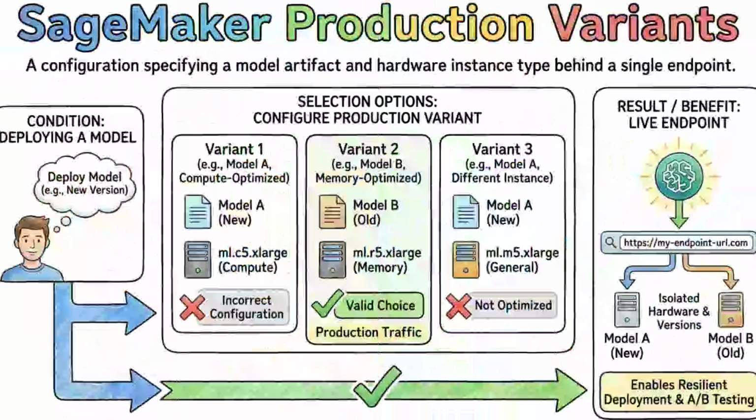Production variants also give you the power to host completely different models behind a single endpoint URL, making it incredibly simple to test updates without changing any of your front-end application code. Understanding how production variants isolate hardware configurations and model versions is a fundamental concept for designing resilient deployment architectures.